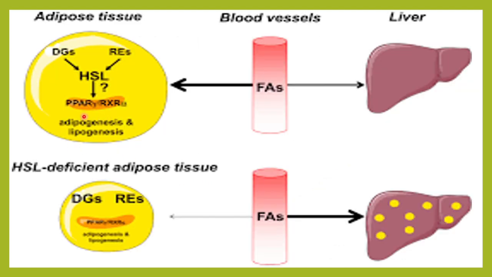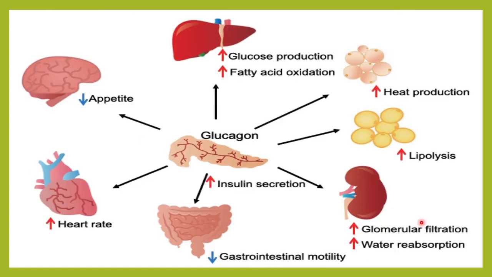So here you can see this hormone sensitive lipase, and in patients who are deficient in this hormone sensitive lipase, you can see fatty liver, etc. There is derangement of the lipid metabolism here. So here you will see that this is glucagon. This is another hormone which is required for the metabolism of triglyceride. This glucagon is very important.